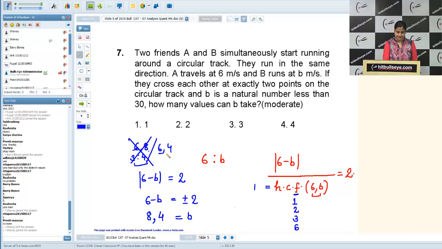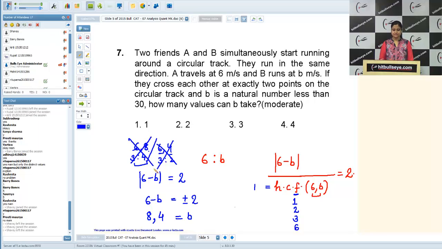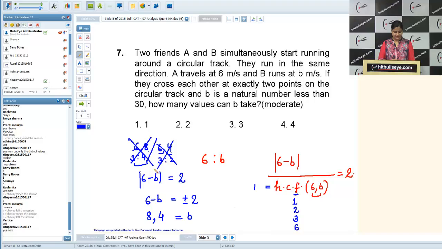Now take the second case. Again, this case is rejected. That's why this is not our answer. Are you getting me? Rituparna, that was your problem. HCF should be 1 always in these cases.